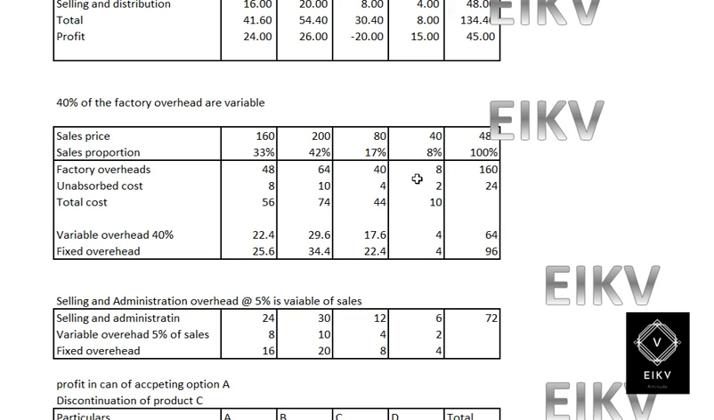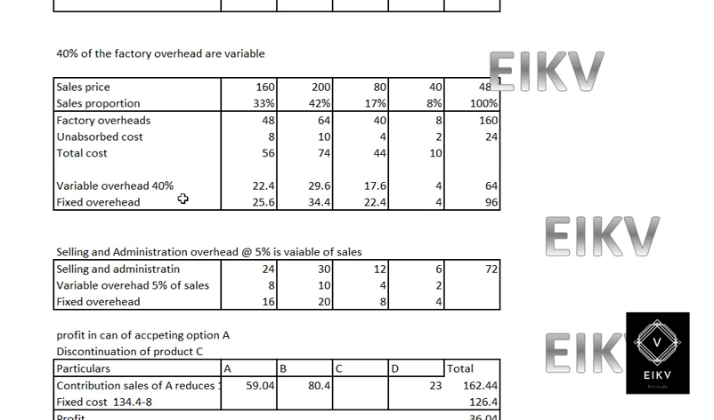So that is like 24 multiplied by 33 percentage, then 24 multiplied by 42 percentage, 24 multiplied by 70 percentage, and 24 multiplied by 8 percentage will give the split of unabsorbed cost. And when we add that cost towards the factory overhead, we will get the total factory overhead cost. After that, it should be split or divided into two factors as fixed cost and variable cost.